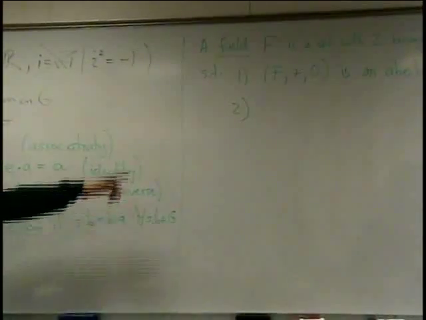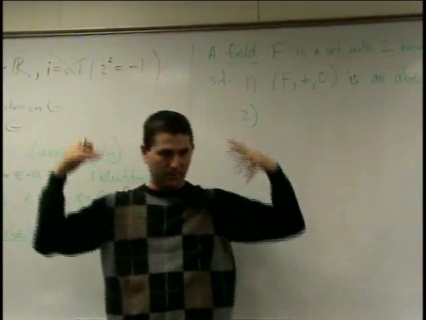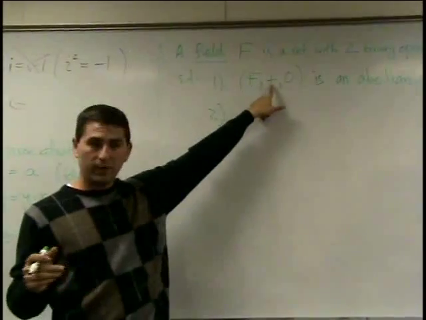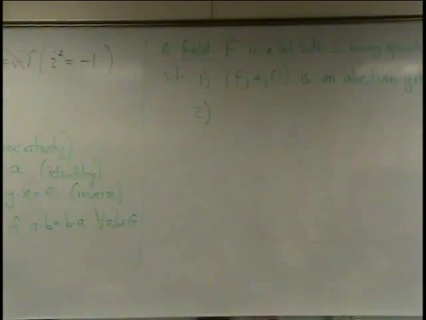I'm going to take this F and think of the real numbers, right? That's the example you have in your head right now. You can add real numbers, and they stay real numbers. There's associativity of addition. There's an identity element. There's an inverse element.